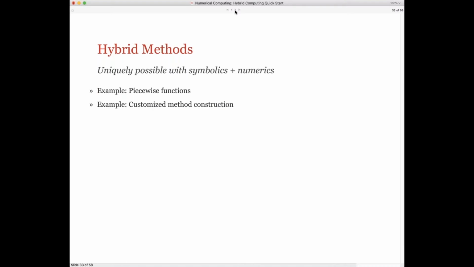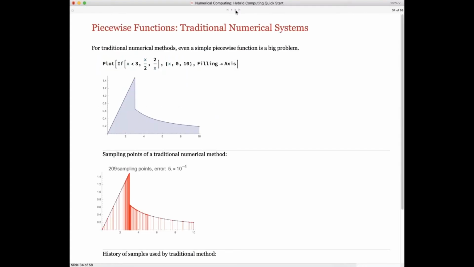So first, let's see why piecewise functions have always been, and still are, a problem for traditional numerical systems. Here is a very simple piecewise function: equal to x over 2 where x is less than 3, and equal to 2 over x otherwise. Suppose you want to numerically determine the integral of this function, this shaded area.